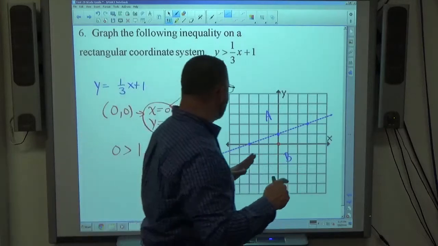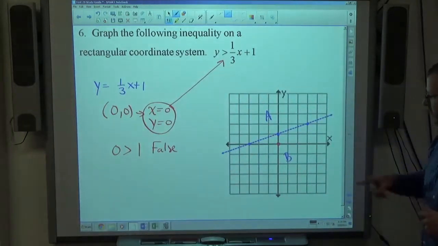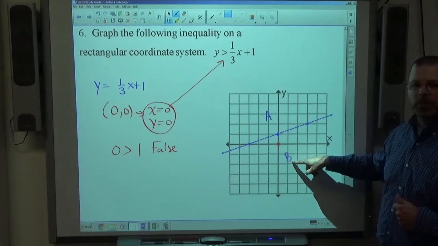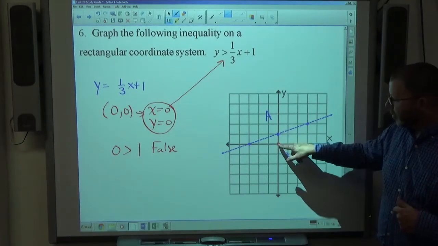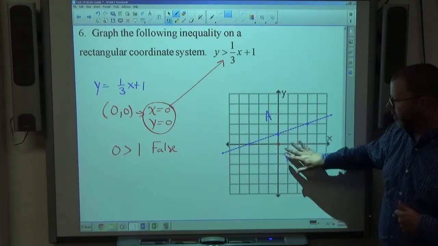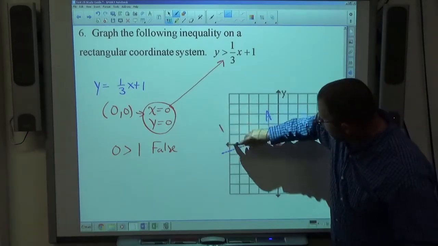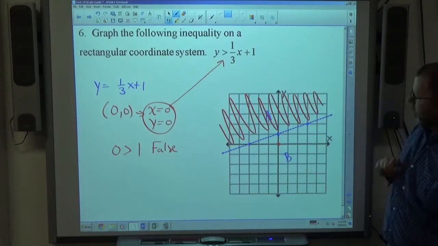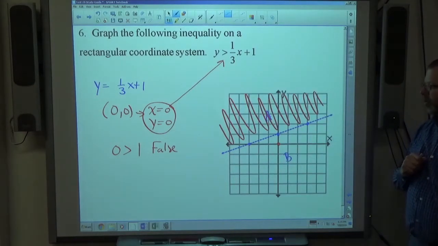So what you have to ask yourself is, which region does 0, 0 lie in? If you look, for my picture, region B is where 0, 0 lies. 0, 0 is false, which means every point in region B is going to be false, which means that region A is the truth, and we want to always shade the truth. So you simply shade towards the truth every time.